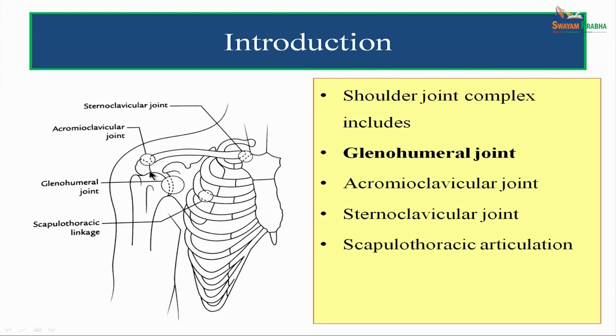In the picture here, you can make out all the four component joints forming the complex known as the shoulder joint complex. That is the glenohumeral joint, which is otherwise commonly known as the shoulder joint, the acromioclavicular joint, the sternoclavicular joint and the scapulothoracic articulation. In today's session, we are going to discuss only the shoulder joint per se.